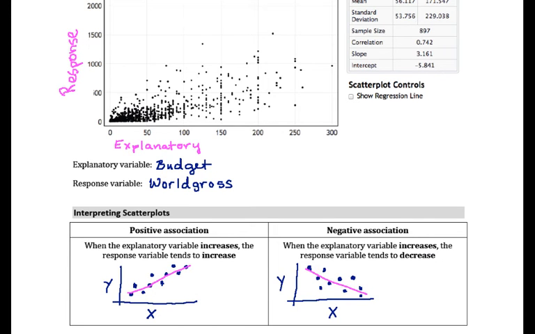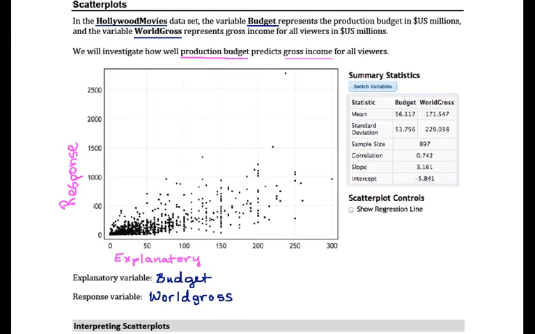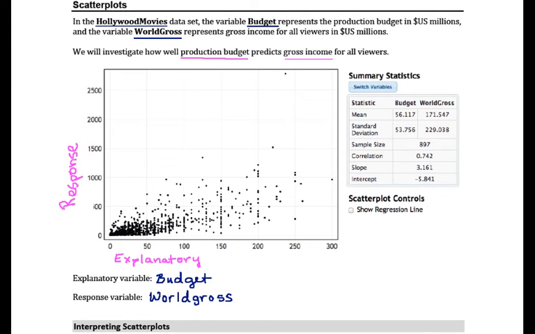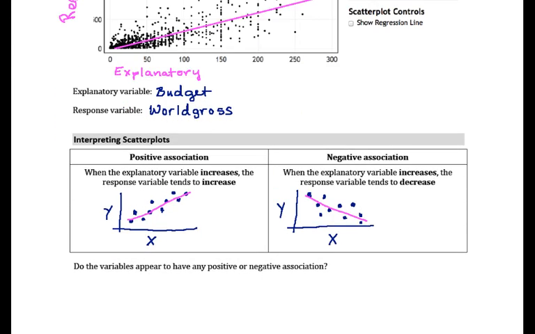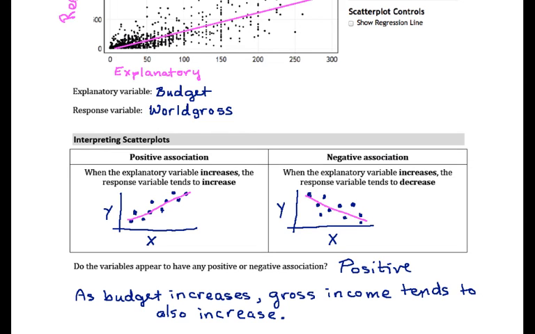Looking up here now, again at our world gross versus budget, we could describe that pattern if we were to draw in a line. This line seems to describe the trend pretty well, so we would say that that has a positive association. As the budget increases, the gross income tends to also increase. This is not too surprising because people probably wouldn't put lots and lots of money into making a movie if they didn't expect it to bring in a lot more money in return.